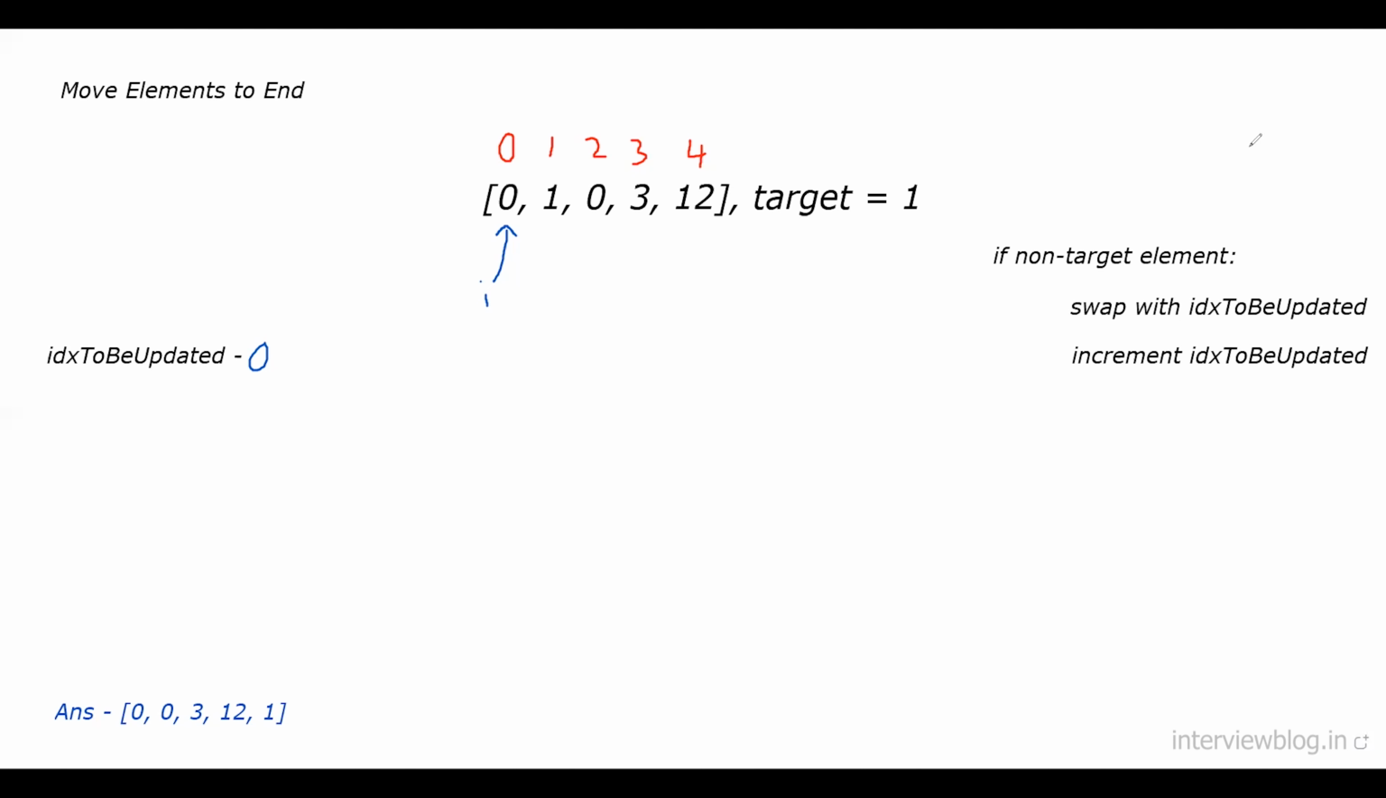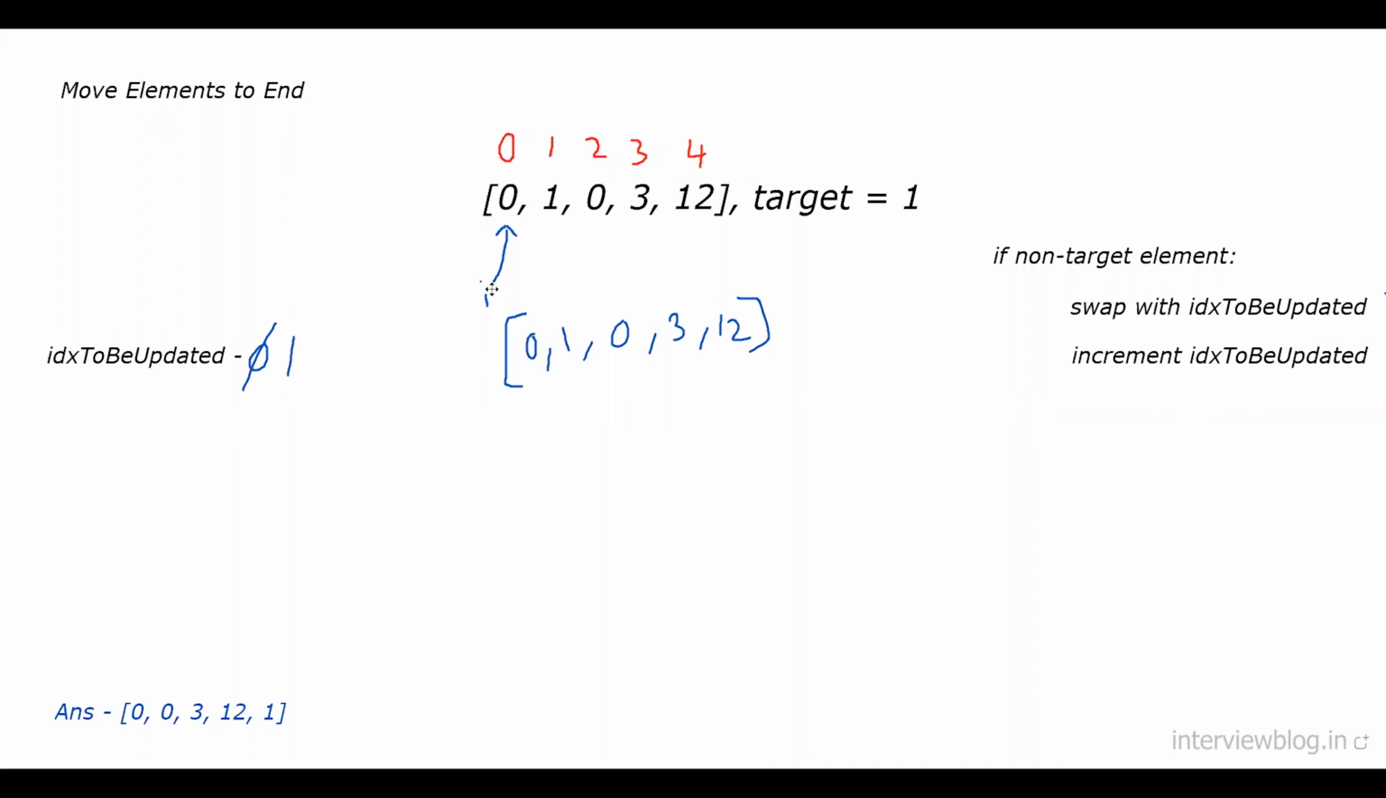So in this case, 0 is not equal to 1, and hence I'll be swapping the element that is present in my ith index with the element that is present in the index to be updated pointer. But we can see that both my index to be updated pointer and the ith index are equal to each other. Hence, it means that we are actually not swapping any elements. So after the swapping is done, we will be having the same array, that is 0, 1, 0, 3, and 12. So after swapping, we will be incrementing our index to be updated pointer from 0 to 1.